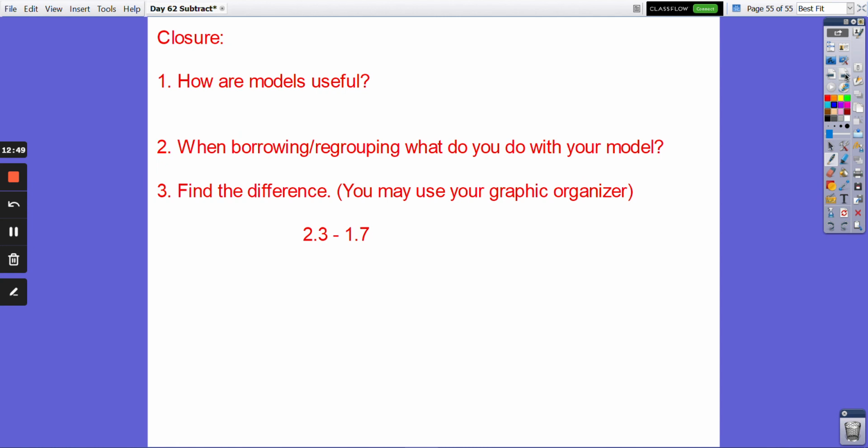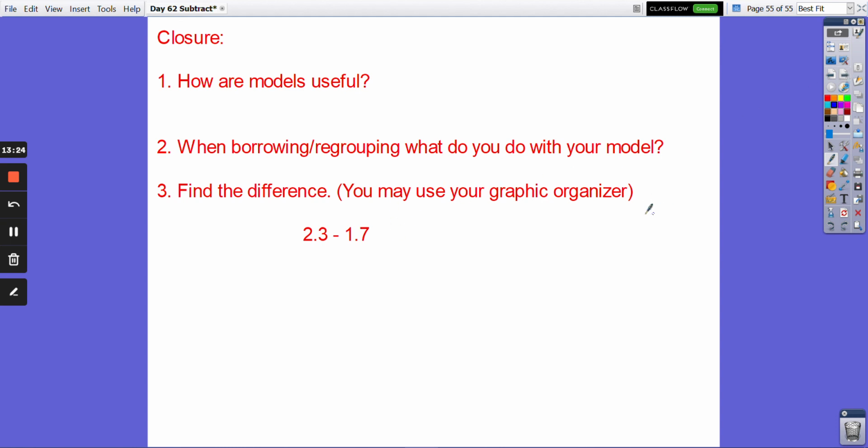Okay, how are models useful? I can visually see the numbers, I can cross them off, and I have a better concrete understanding of subtracting decimals. When borrowing or regrouping, what do you do with your model? Well, you're going to have to cross one off from the next highest place value, and you're going to give the place value you're working with 10, because remember 1/10 equals 10 hundredths, 1 whole equals 10 tenths, and so on.